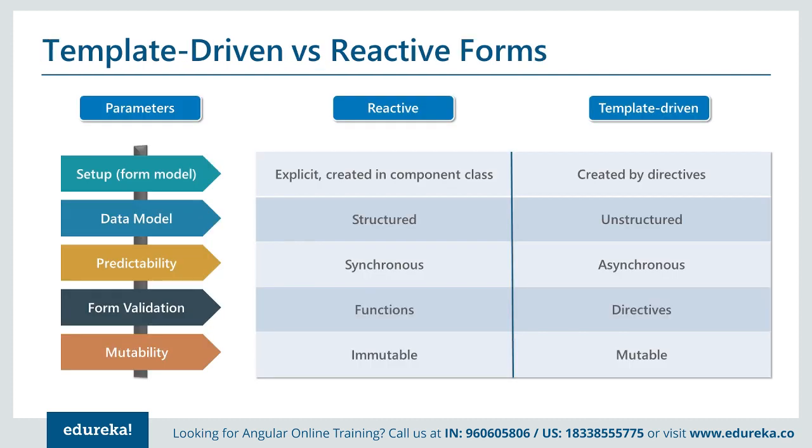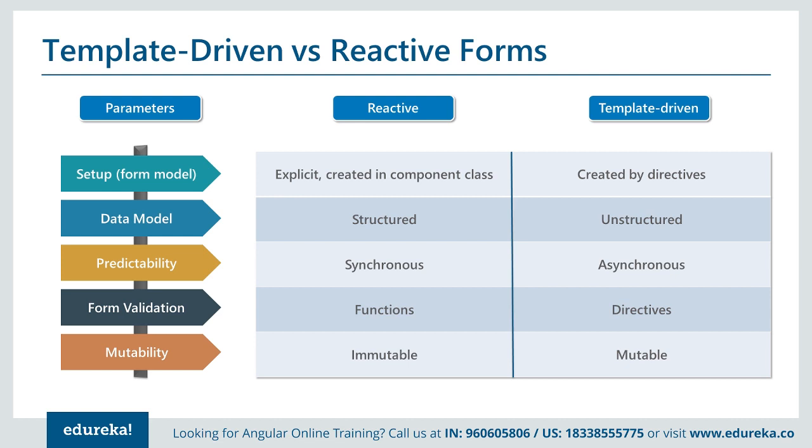Parameters: setup, form model, data model, template driven versus reactive form. Reactive: explicit, created in the component class, structured, synchronous, functions, immutable. So they have provided the major differences. So reactive forms, where do we create it? I told you, right? It is created inside a TypeScript class. Template driven is created by directives. How? ng form, ng model, which we use. Structured: here we create a form in a structured manner, a hierarchy. Template driven is unstructured, but you can still access it.